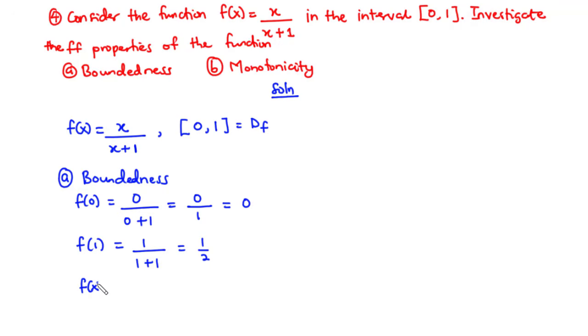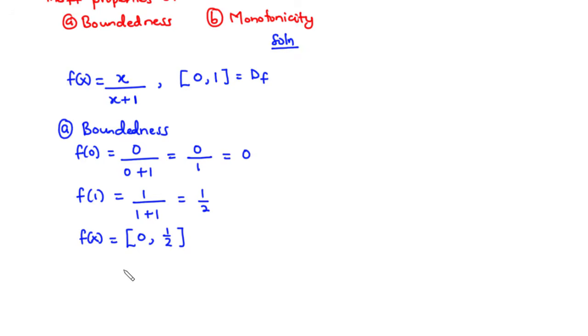Therefore f of x, that is the image of this function, is going to be the closed interval 0, half. Now let's represent this on the number line. So this is 0, closed, and then half, also closed. So this is the interval we are talking about.